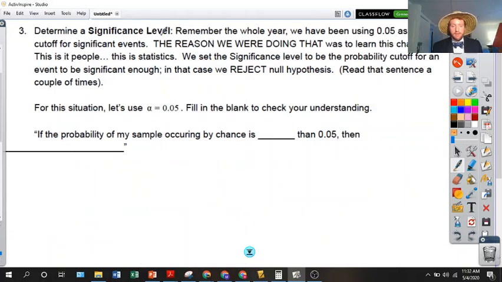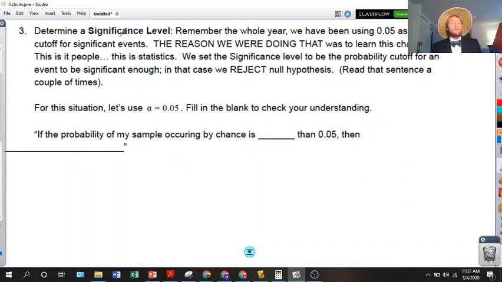Determine the significance level. So this is your cutoff point. 0.0018 is tiny, but what if it was a little bit higher? What's going to be our cutoff? And that has to do with our confidence. It really has to do with confidence intervals, but it's slightly different. But it's the same idea.